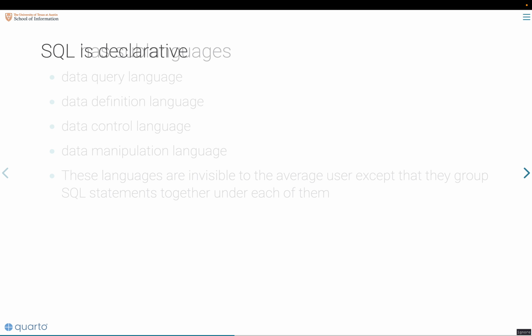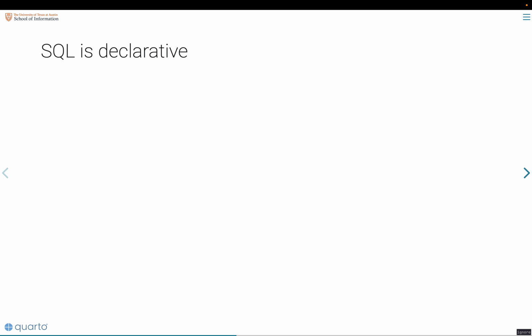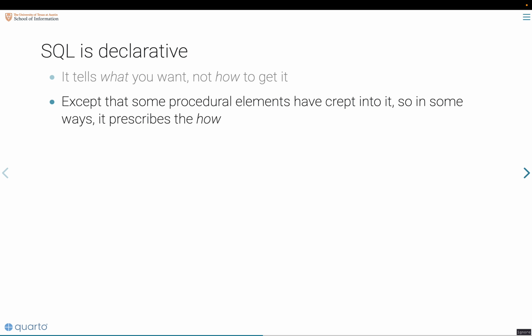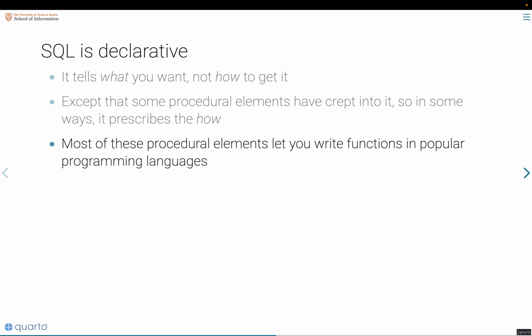So SQL is declarative. I've said before that it tells what you want, not how to get it. But there are some procedural elements in it, so in some ways it does prescribe the how. Most of these procedural elements let you write functions in popular programming languages. So if you want to combine your SQL with whatever programming language you're familiar with, you can probably do that.